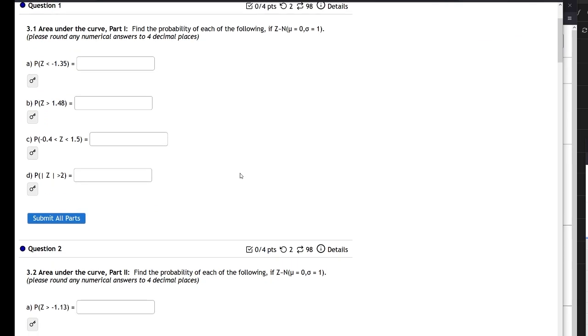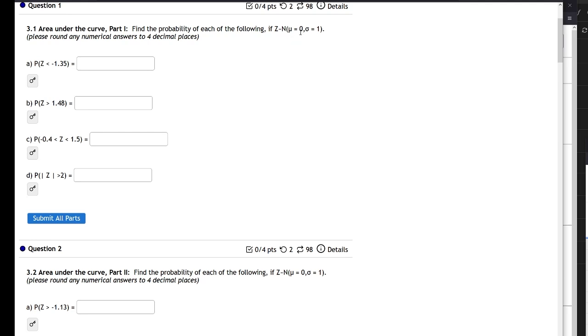Okay, so area under the curve part 1. Find the probability of each of the following. So if we have, this means here, we have a normal distribution, that's capital N. Remember, a normal distribution means symmetric and bell-shaped. They call it normal because it comes up a lot. The symmetric bell shape. We'll see one in just a second.